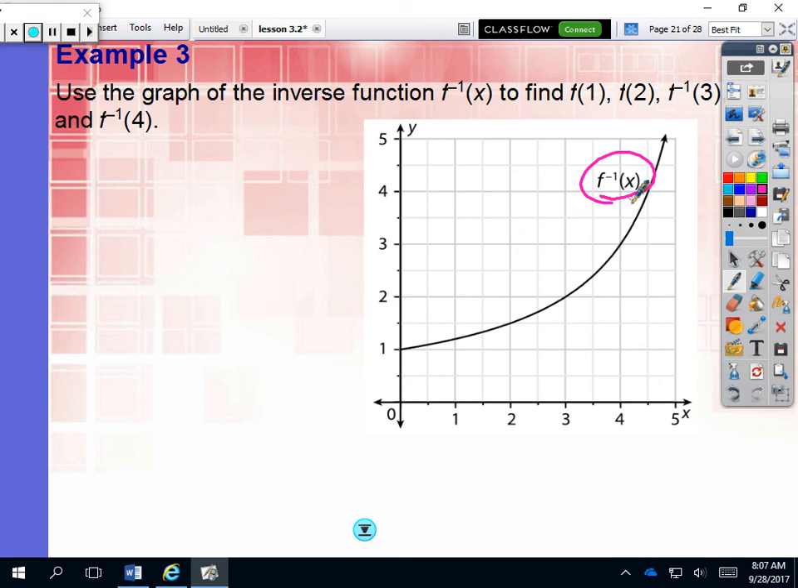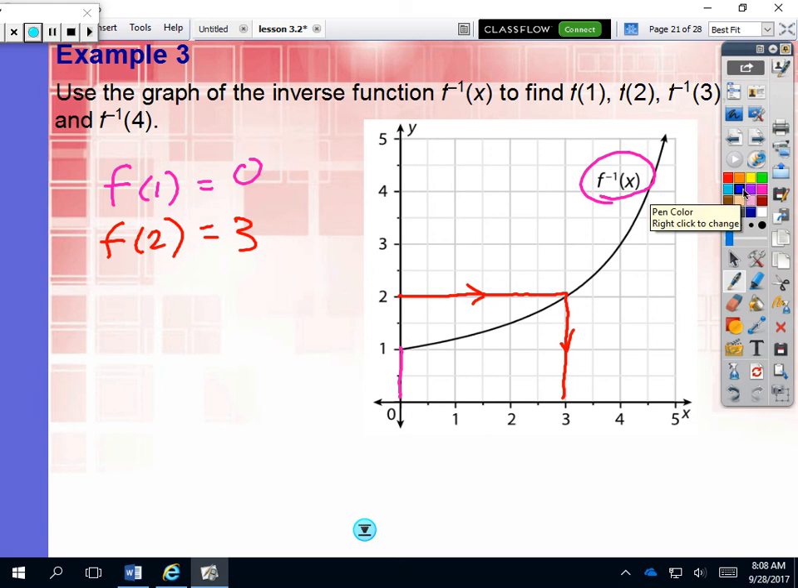So if I need f of 1, I'm going backwards because this is the graph of the inverse. So remember that for f of x, I would be going backwards to get our values. So I would start at 1 and go down. So that's going to be 0. And f of 2 is the same thing. I start on the y-axis, go over and down, and that equals 3. But if I need f inverse of 3, it should be 2. Let's see.